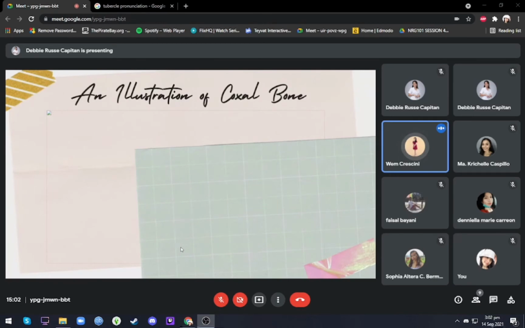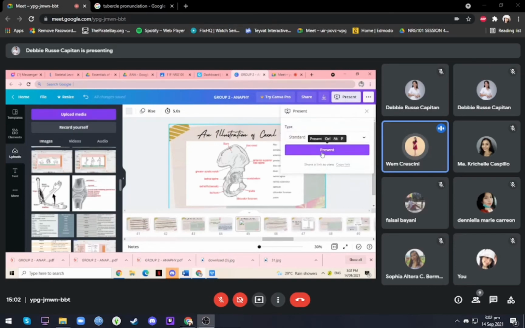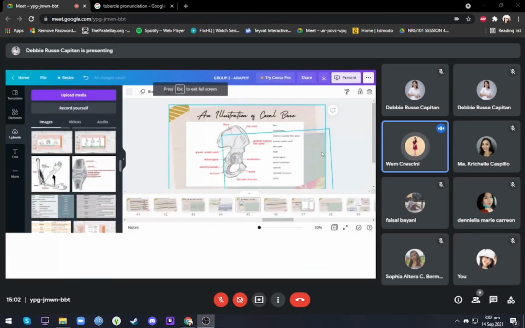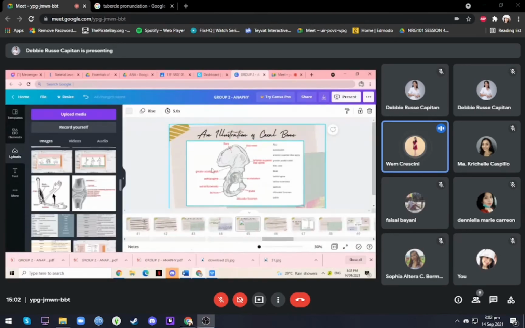Next slide, it is an illustration of the coxal bone, which has the ilium, iliac crest, anterior superior iliac spine, greater sciatic notch, the acetabulum, the ischial spine, the ischial tuberosity, the pubis, the ischium, and the obturator foramen.